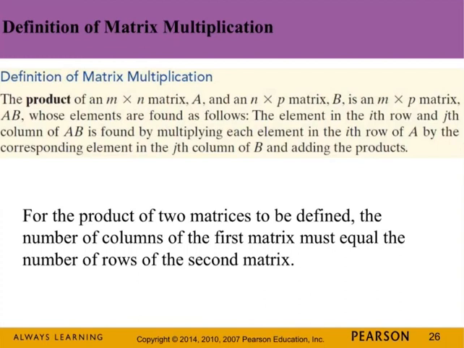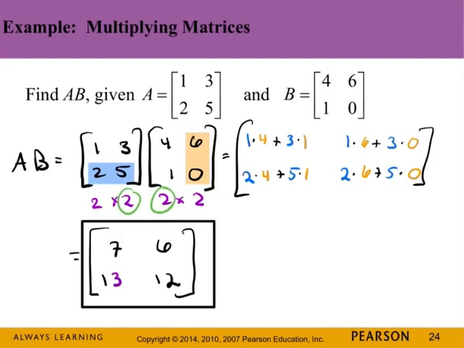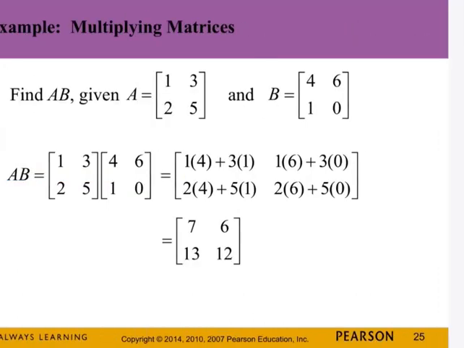So the definition of matrix multiplication: the product of an n by n matrix A and an n by p matrix B is ultimately going to be an n by p matrix AB, whose elements are found as following. Basically, we just say the row times the column like we did. For the product of two matrices to be defined, the number of columns of the first matrix must equal the number of rows of the second. So that's where you see where I multiplied the green circles here. That's why I did that, because the number of columns of the first matrix has to match the number of rows of the second matrix. Okay.